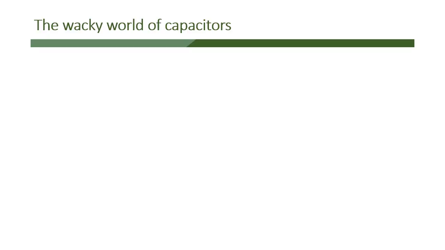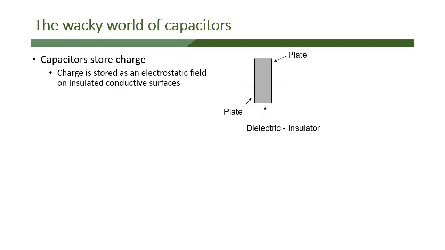So in the wacky world of capacitors, a capacitor in its simplistic form is a plate separated by a dielectric or an insulator and another plate. So we have two conductors separated by an insulator, and that is a capacitor. And capacitors store charge, and the charge is stored as an electrostatic field on insulated conductive surfaces. So there's a charge on both plates, and the plates are separated by an insulator.